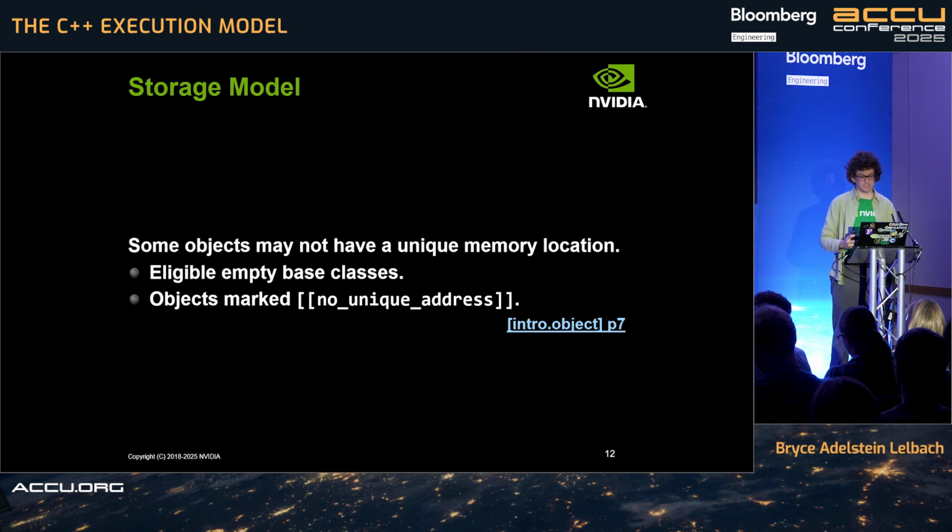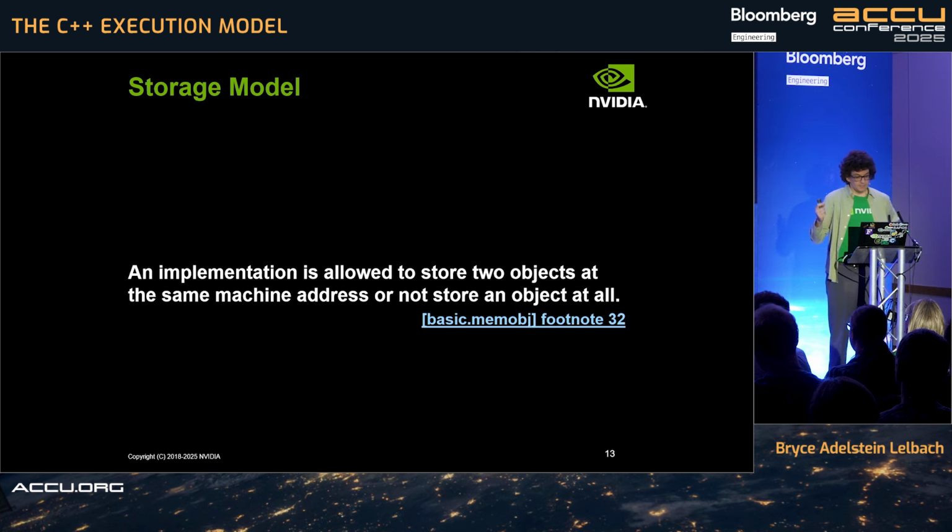So some objects may not have a unique memory location. For example, eligible empty base classes and objects that are marked with no unique address. An implementation is allowed to store two objects at the same machine address or to not store an object at all. For example, let's say that you have an int and you never take the address of it, you never modify it, and its value is a literal. Then the implementation doesn't need to store it because you cannot observe that it is not stored.